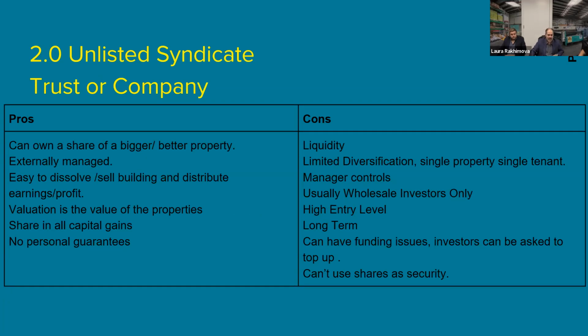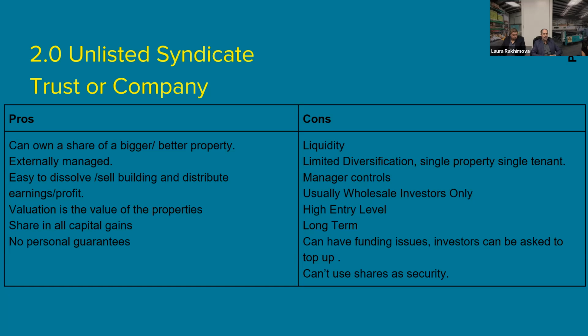So, unlisted syndicates. First of all, the difference between a syndicate and a fund. A syndicate is generally between a small group of people and has a single property, or maybe two or three properties. It's basically a closed syndicate, so you're limited to those properties. It normally doesn't intend to grow any further than the one to three properties that you initially buy into.